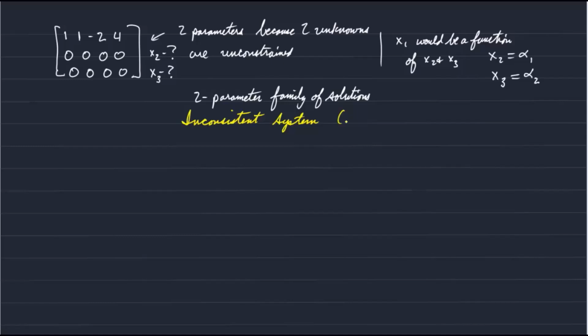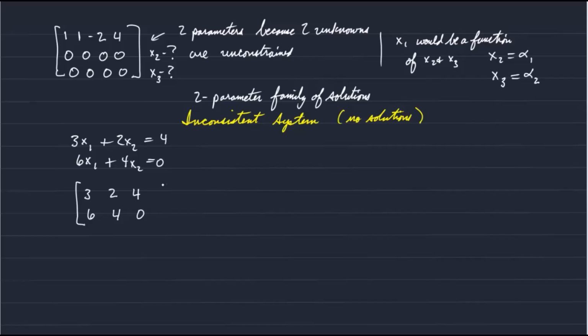Inconsistent, again, meaning no solutions. And the example we'll look at is the equations 3x1 plus 2x2 is equal to 4, and 6x1 plus 4x2 is equal to 0. And when we write that in matrix form, we get a 3, 2, and a 4, and a 6, 4, and a 0.